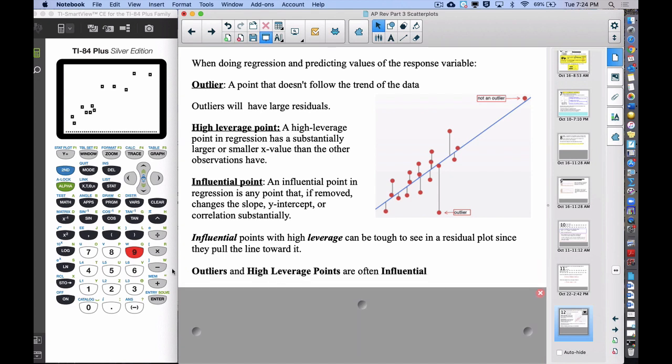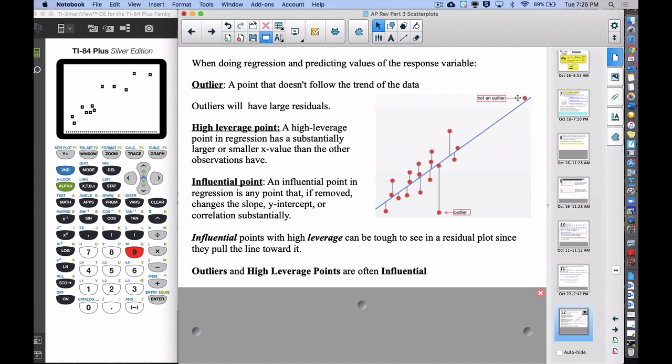The bottom line is both outliers and high leverage points tend to be influential. With outliers, if you removed them, that's going to make your correlation go up. It's going to be a much stronger set of data because you don't have this point that's bucking the trend in the data anymore. High leverage points, it almost works the opposite.